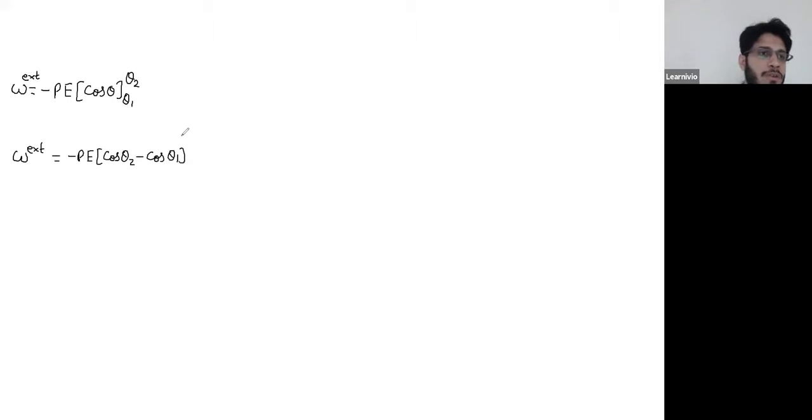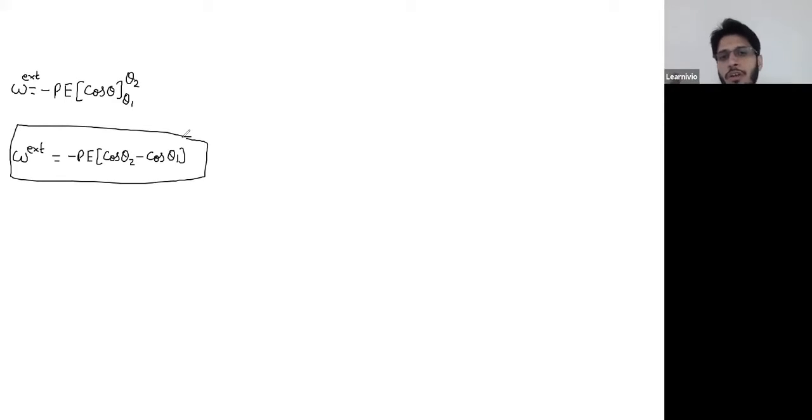If I solve this integral, then the work done is minus P E times the integral of cos theta, with limits from θ1 to θ2. So this is the work done by external torque. Work done by external torque is minus P E times (cos θ2 minus cos θ1). So this is the expression of work done by external torque.